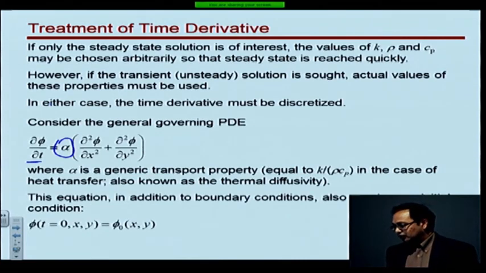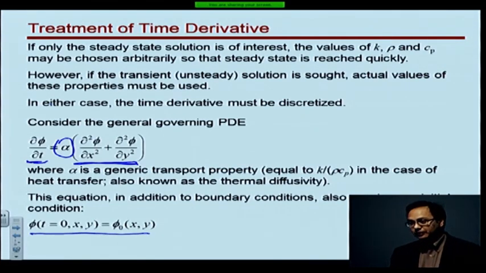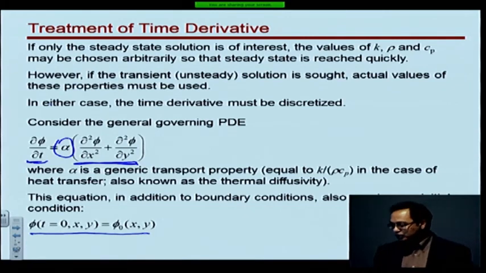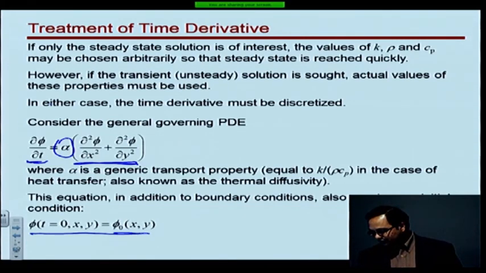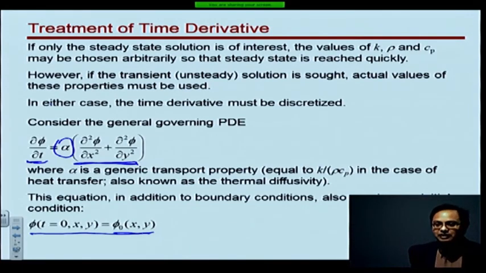Now, to solve this equation, in addition to the boundary conditions that we have for x and y, which you've been doing in your homework, we also need initial conditions. The initial condition can be a function of x and y. It doesn't have to be a constant. It's just some solution you're starting with.